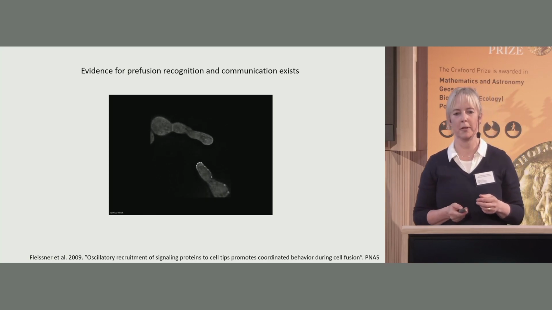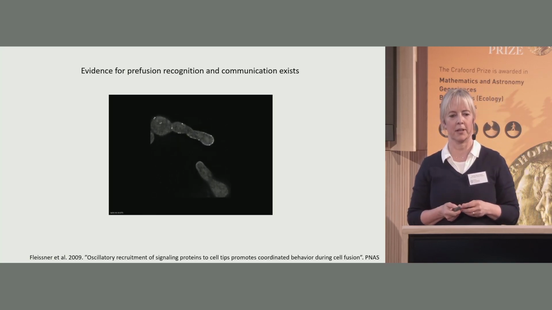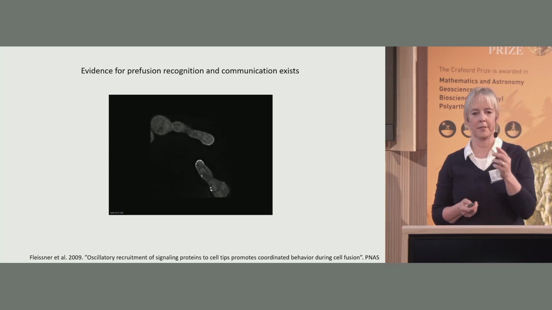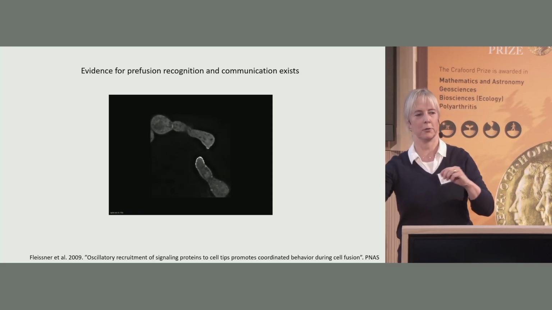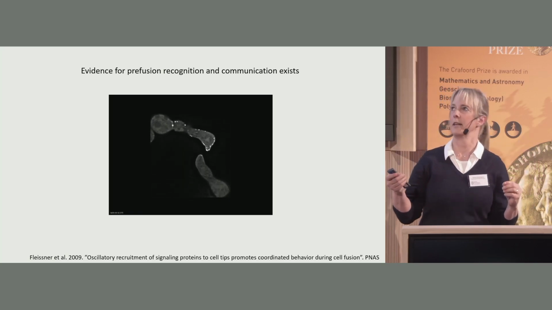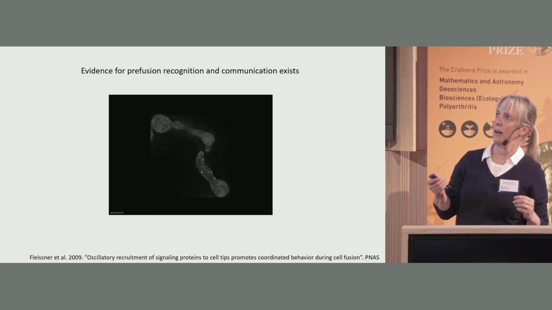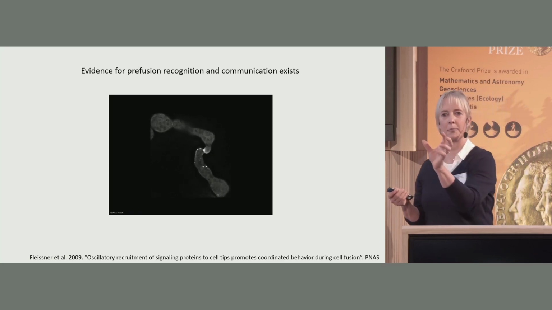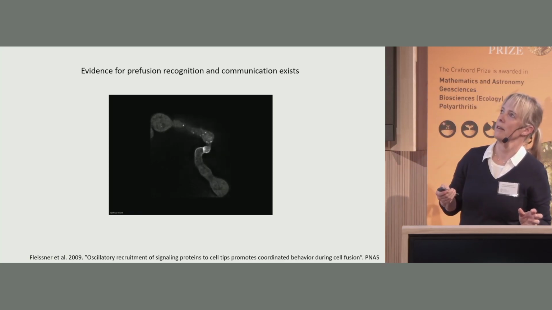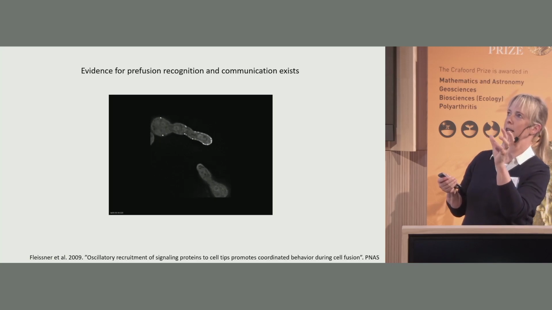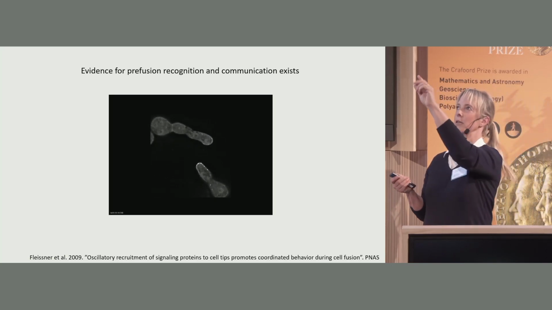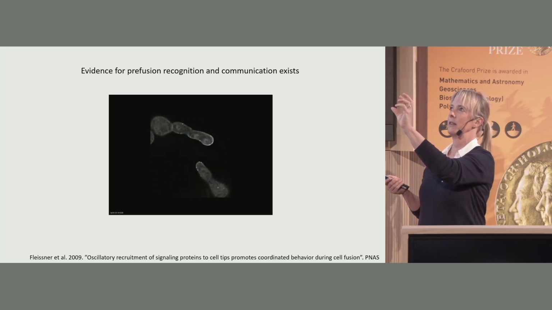So here's a movie from the study by Andre Fleisner some years ago, where they labeled these signaling proteins and found that they were oscillating between two germlings like this. And as you can see, it's oscillating so that one is talking, the other one is listening, and it's very time specific. Now they fuse, and the cytoplasm is flowing through. Okay, now we start all over. You see, the labeling of the signaling molecules shows how they go to the tip of one. The other one is now talking.